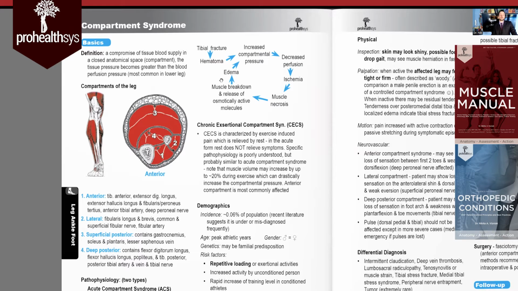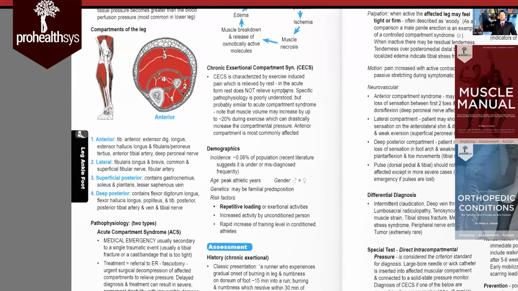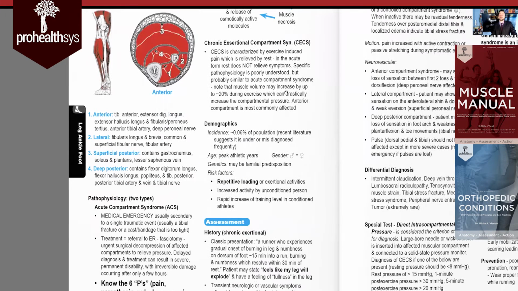If the tissue is broken down, you get release of osmotically active molecules that are also going to keep fluid in there, and that's going to cause more edema. And then it just becomes a vicious cycle where you get stuck in this non-ending pathway until the tissue dies, or you actually die in severe long-term cases.